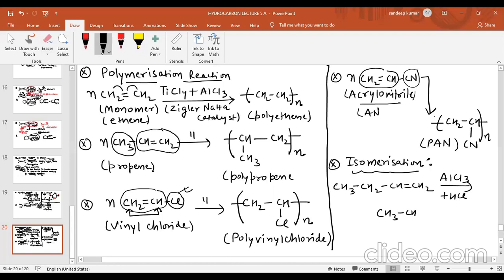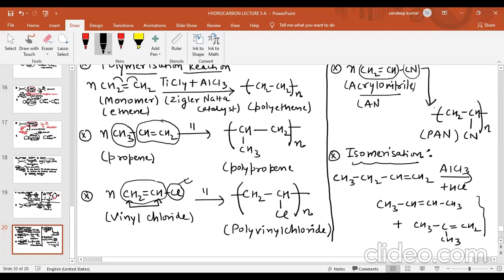What are these isomers? If the double bond will shift from this position to this position, this is CH3, CH, CH and CH3. And another product obtained will be CH3C double bond CH2 and CH3. So these two are basically isomers of this. So this reaction we call isomerization reaction.